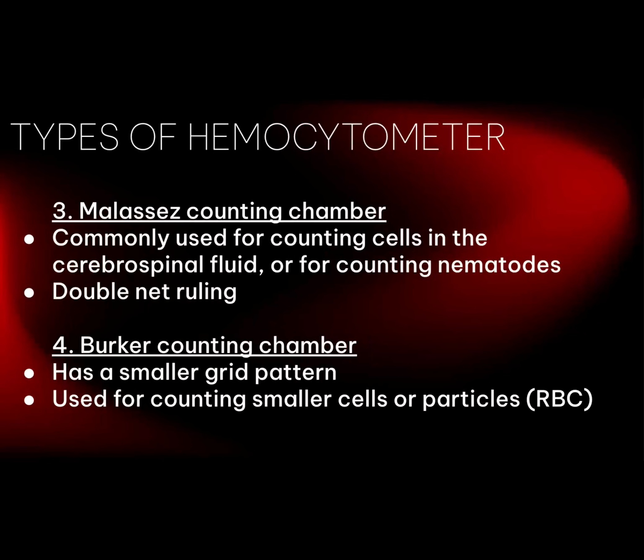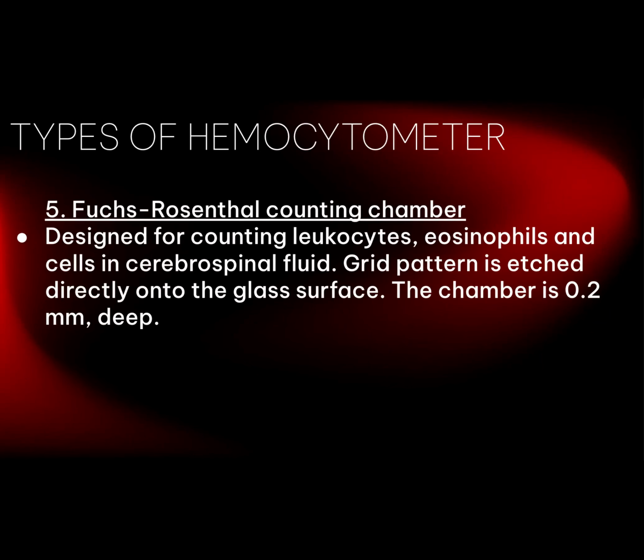Next, we have the Burker counting chamber. This has a smaller grid pattern and it is used for counting smaller cells or particles, or red blood cells. Next, we have the Fuchs-Rosenthal counting chamber. It is designed for counting leukocytes, eosinophils, and cells in the cerebrospinal fluid. The grid pattern is etched directly onto the glass surface, and the chamber is 0.2 millimeters deep.